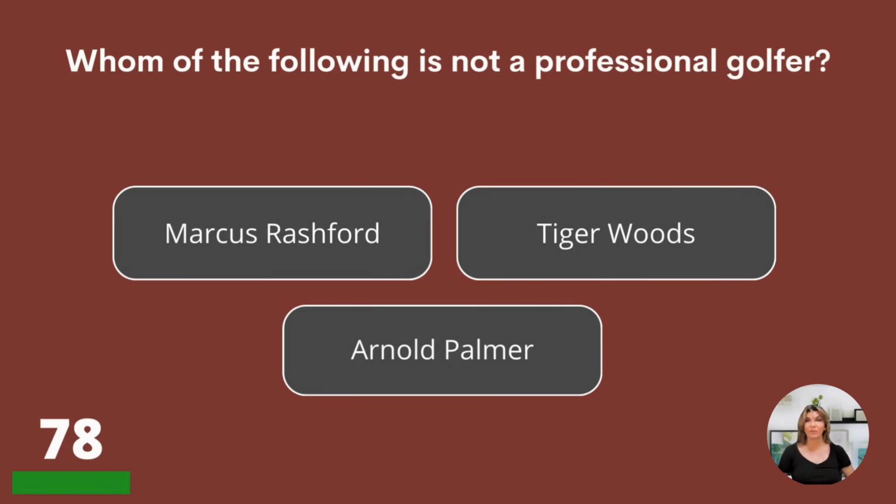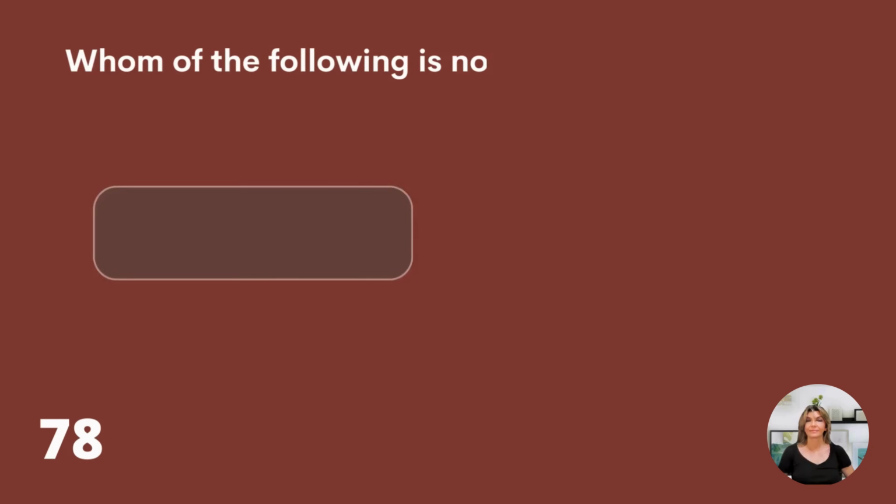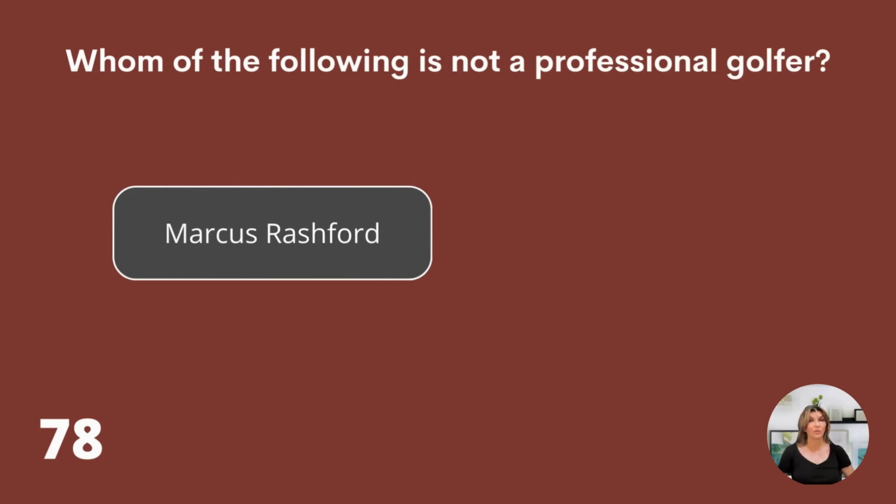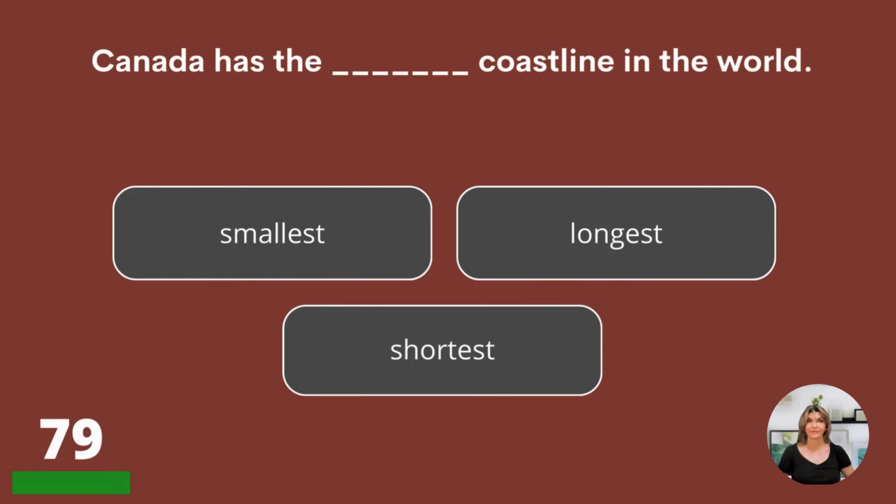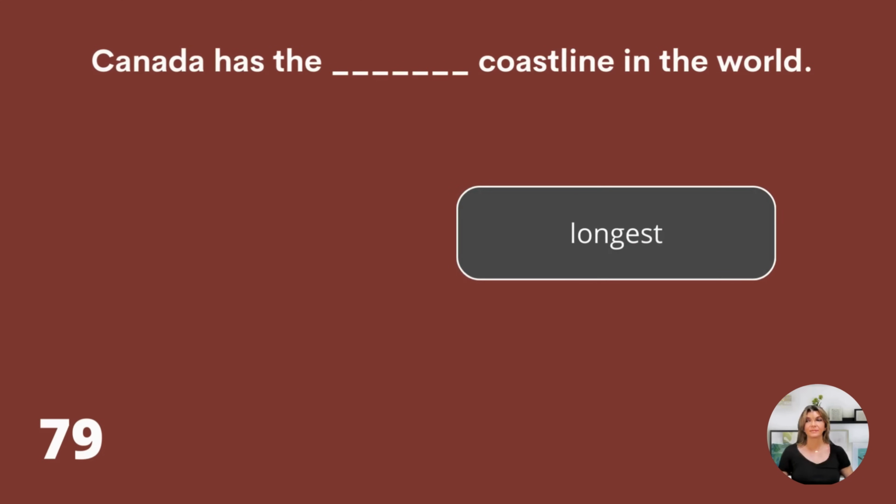Whom of the following is not a professional golfer? Marcus Rashford, Tiger Woods, or Arnold Palmer? Marcus Rashford. Canada has the smallest coastline in the world, longest coastline in the world, or shortest coastline in the world? The longest coastline in the world.